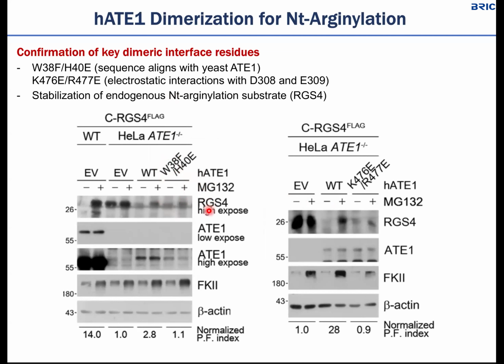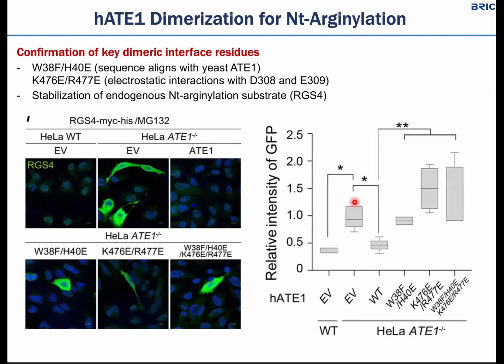Partial inhibition of RGS4 degradation was evident in cells expressing the W38F and H40E double mutant. But in contrast, the K476E and the R477E, as well as the quadruple mutant, not shown here, showed significant inhibition of RGS4 proteasomal flux. And immunocytochemical analysis of recombinant RGS4 also corroborated these findings.